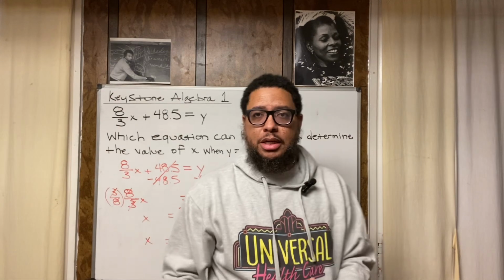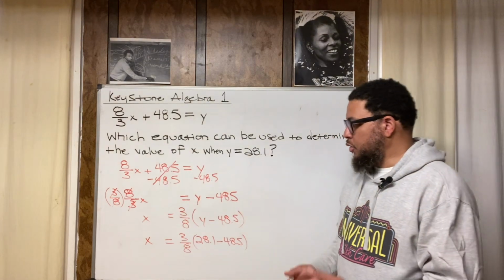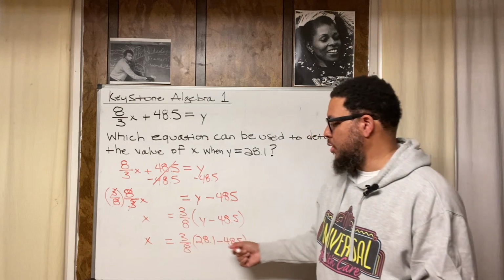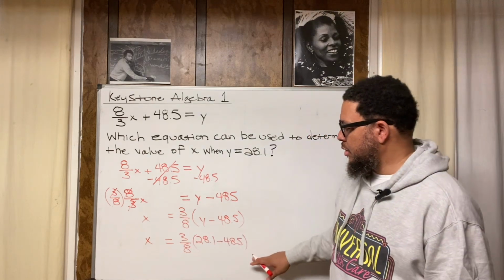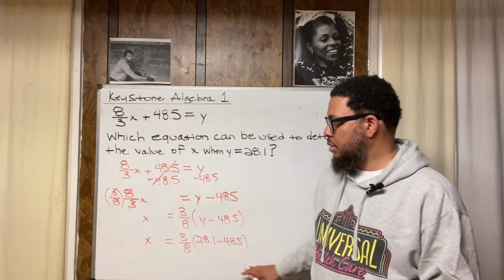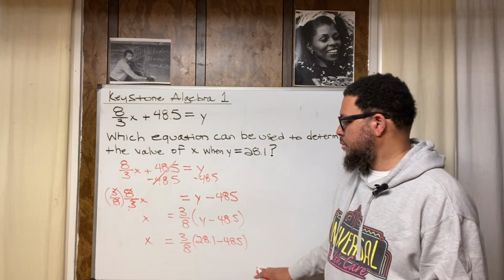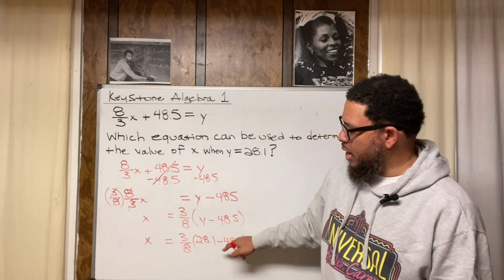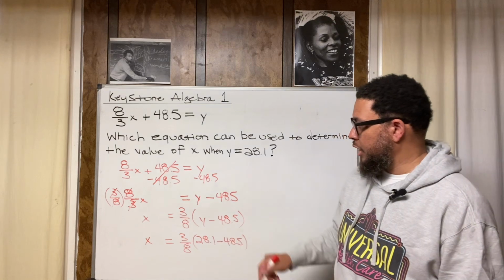Now, in this particular problem that was published online, they did not ask for a specific number. They asked for an expression. So this would be the answer. All right. So this is the final answer. X equals 3/8 times the quantity of 28.1 minus 48.5.